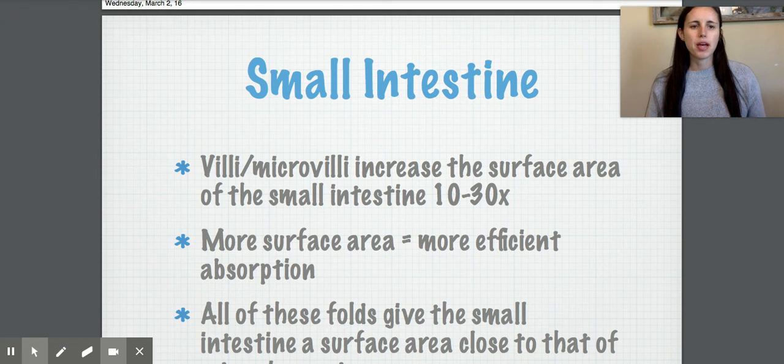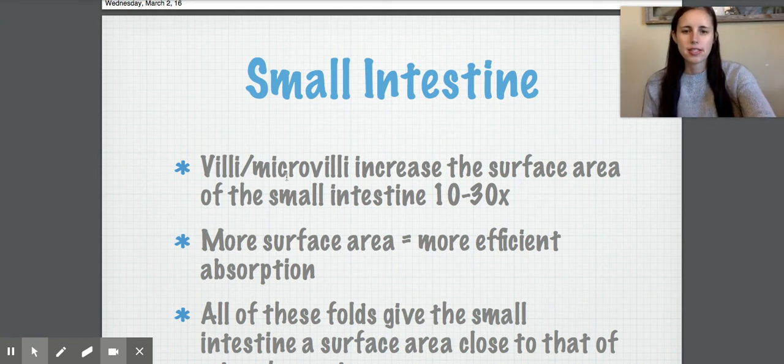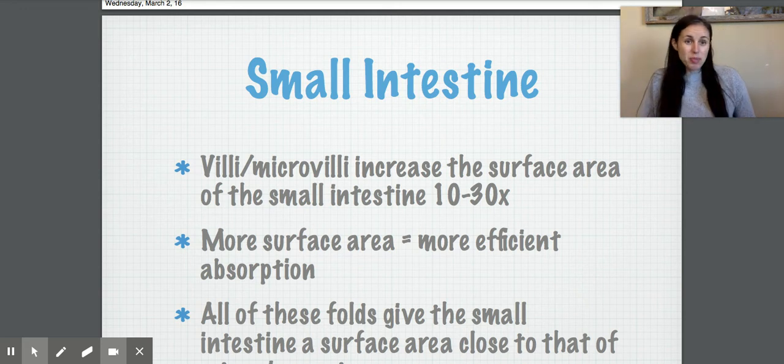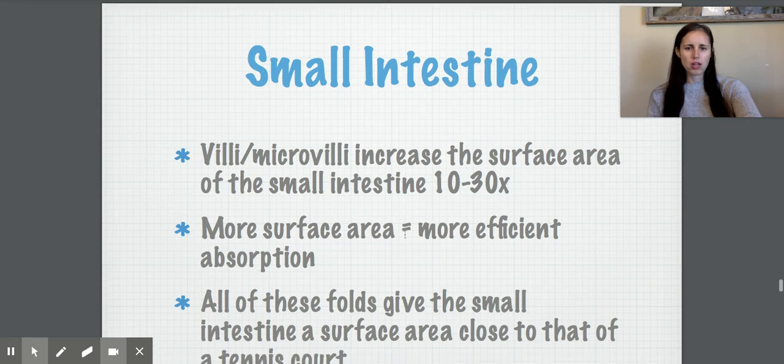So a little bit about how much villi add to surface area. Villi and microvilli help to increase the surface area of your small intestine by about 10 to 30 times. Now remember, your small intestine is actually about 7 meters long. It was already incredibly long, and now we've increased the surface area by about 10 to 30 times. The more surface area we have, the more efficient we are at absorption.